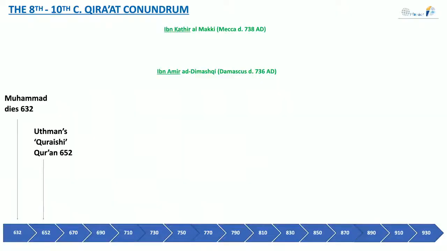Right. Because those 7 that were given by Jibril to Muhammad were there before he died in 632. This is 100 years later. And he's the earliest. That's why I have him on the timeline. Who comes second? Well, you have Ibn Kathir, who comes second, and he's in Mecca. His date is 738. Who comes third? Well, Asim, and he is from Kufa. So his date is 745. Who comes fourth? Abu Amr from Basra, 770.